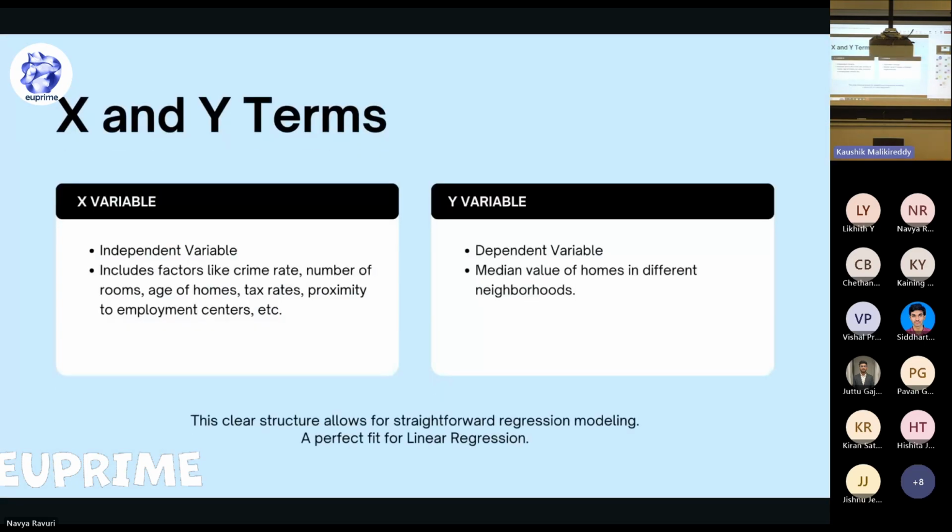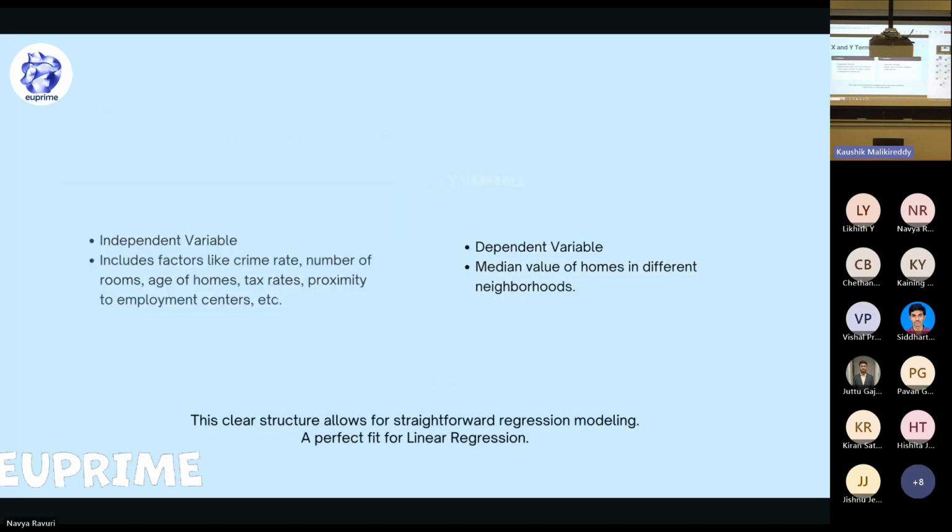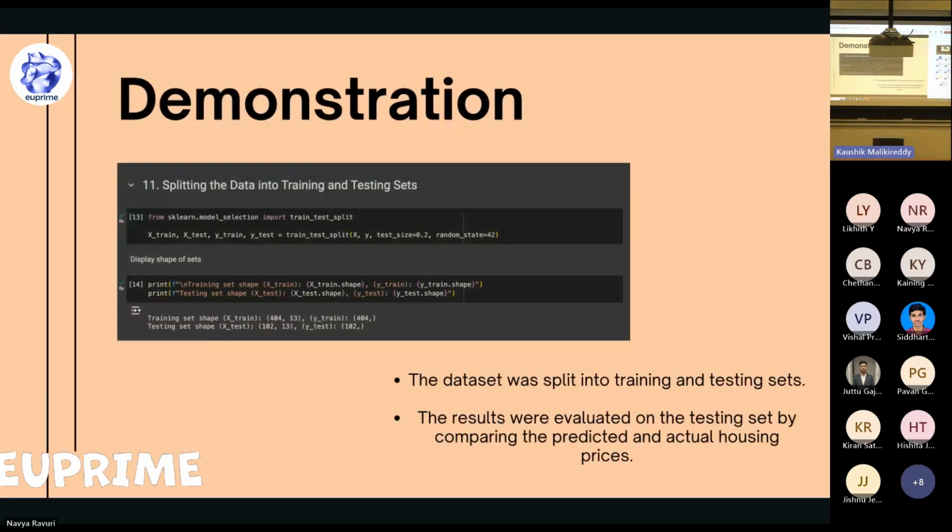The X terms, the independent variables, refer to the features which we've seen previously, and the dependent variable, the main target variable, is the median value of homes, like the housing prices in Boston, which made it easier for linear regression. What I first did is I cleaned the data set, I found the missing values, replaced them with the mean, and then to test the model, I split it into two, training and testing.